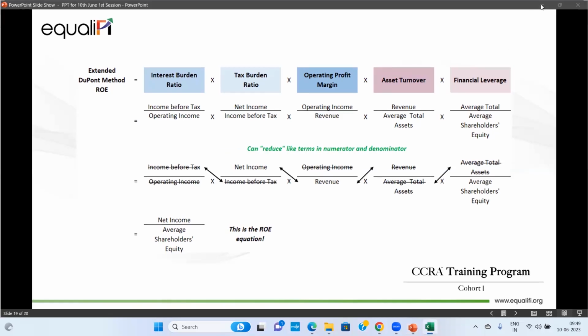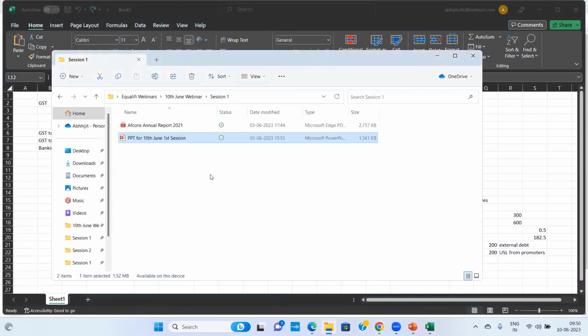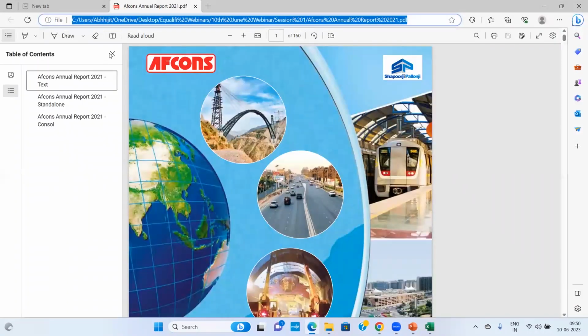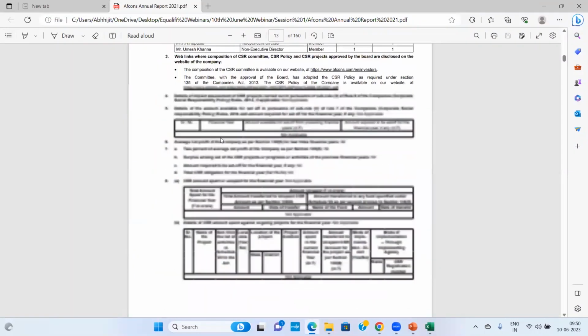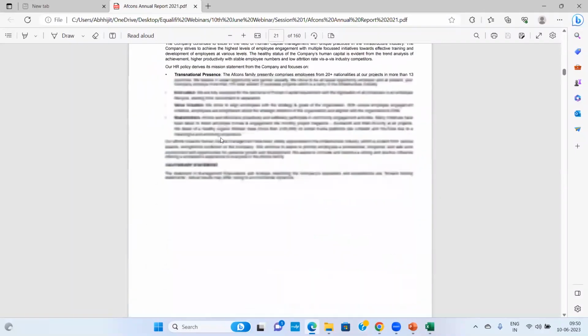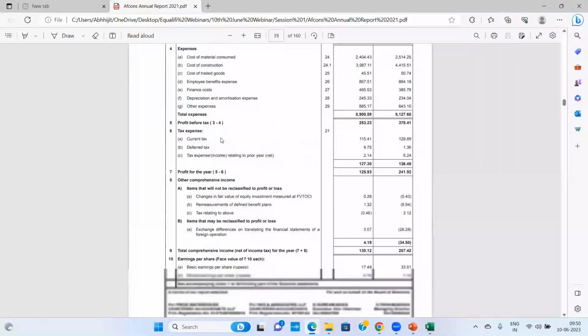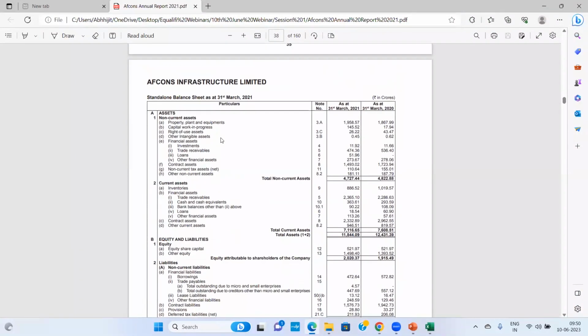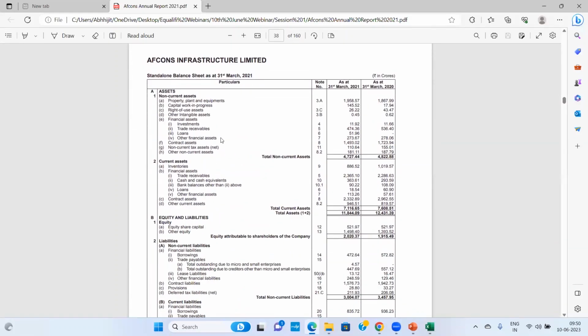Can you quickly refer to the balance sheet financials that I had sent to you? I think seminar 1, AFCONS. Open the AFCONS financials and go to the balance sheet. This is the balance sheet, page number 36. Page number 36.